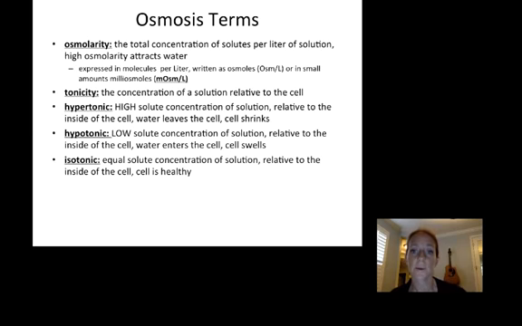First, osmolarity, the total concentration of solutes per liter of solution. Again, we never measure the amount of water. We measure the amount of solute.